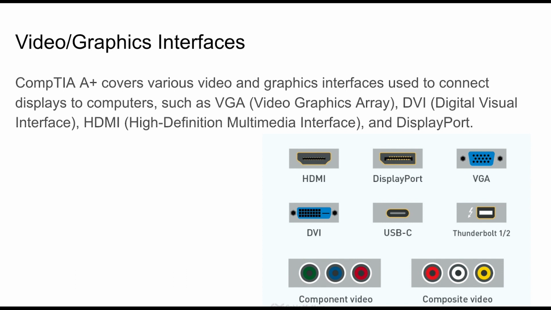Video graphic interfaces. Okay, so these are the different types of ports for your display cables. For your display, as you can see, most people are probably familiar with an HDMI. There's HDMI, that's the newer version. DisplayPort is fairly new. VGA is the deprecated older supported port. DVI is older. Thunderbolt is relatively new, at least within the last quarter century.